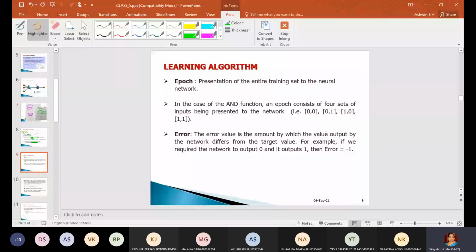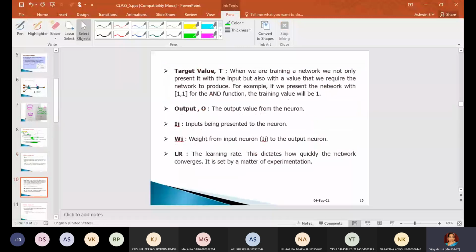Of course, error all of us know. Now, what is the target value? The target value is the value which is desired, the desired output. I have given here an example for an AND gate. If you write the binary input values 0 0, 0 1, 1 0, 1 1 for an AND gate, we all know that the output is 0 0 0 1. So this is the desired output. We have to get this output only.